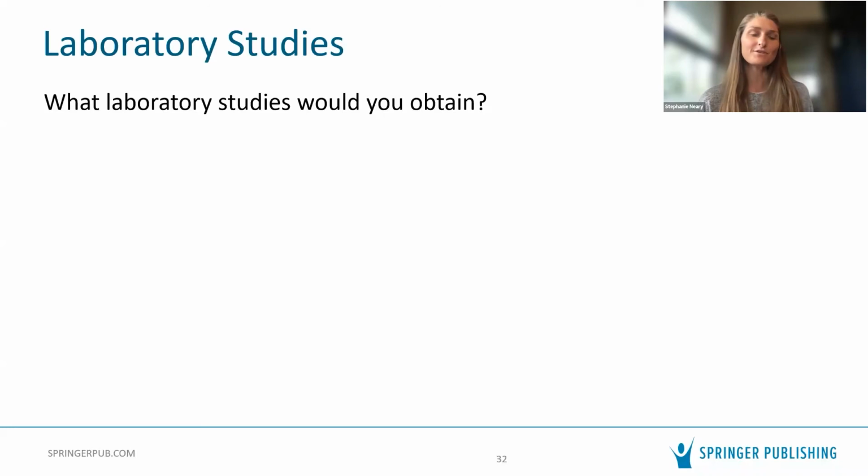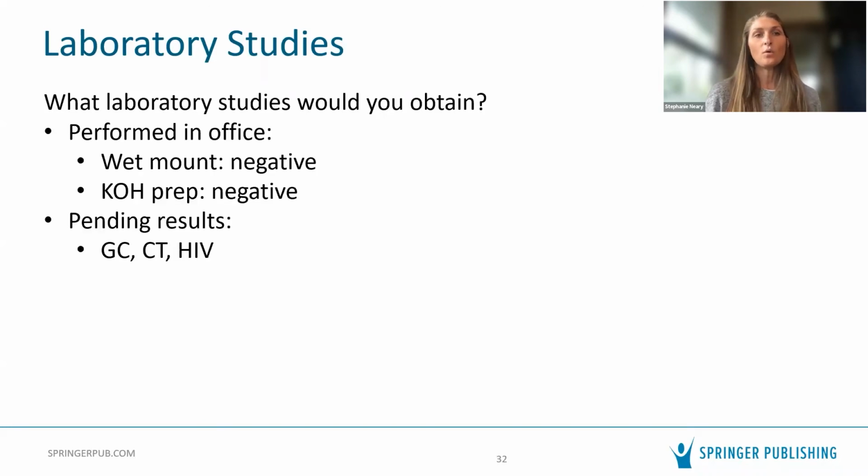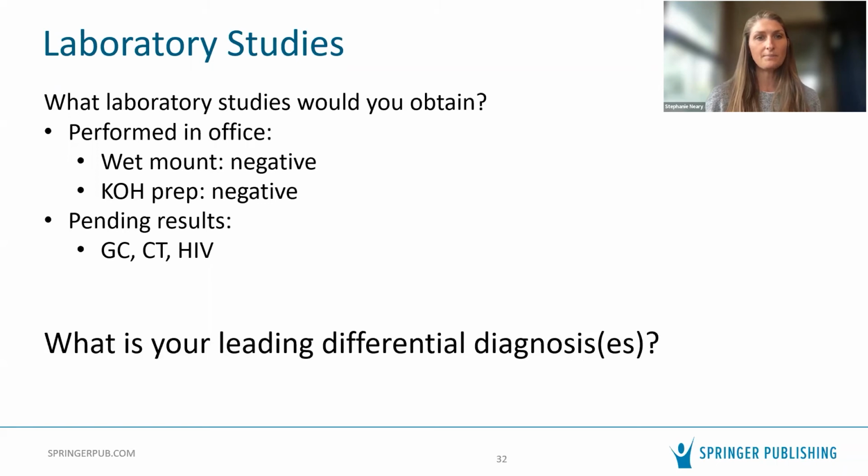So once we establish that physical exam, this one really lends itself to a great discussion about laboratory studies and the findings that we may see there. So we find out from our case here that we've performed in the office our wet mount and our KOH prep. Again, we'll talk about those in our review, but you can divide those out and discuss why and what you may find. And then our pending results. So once we have our pending results for our GC chlamydia and our HIV test, we can go to the next one here and reevaluate those differentials.